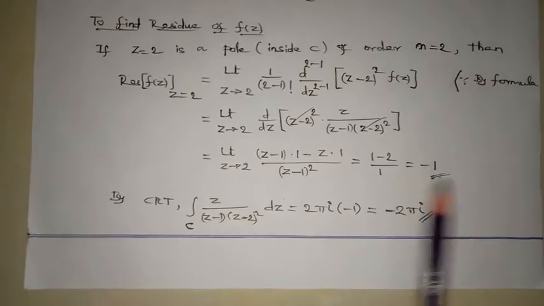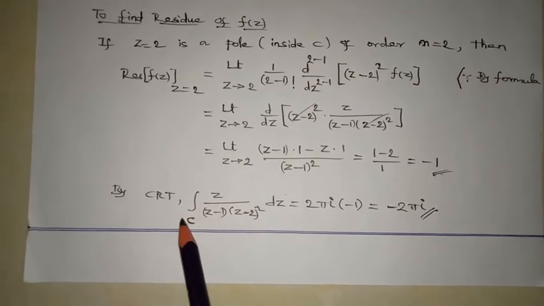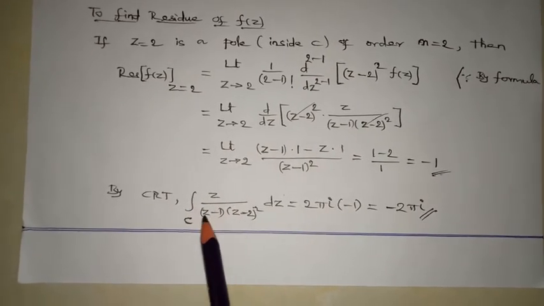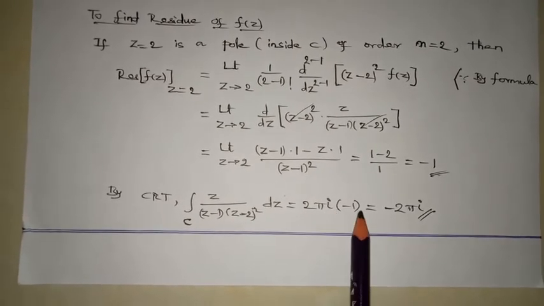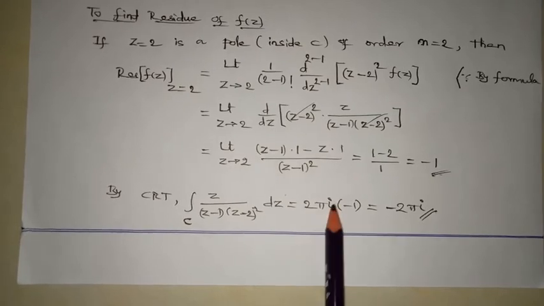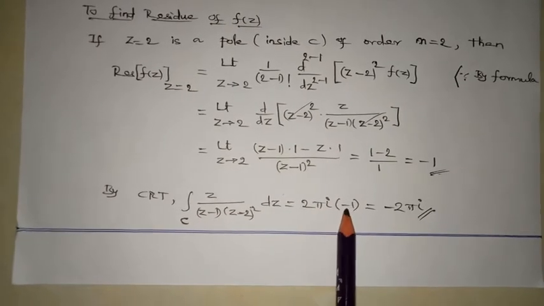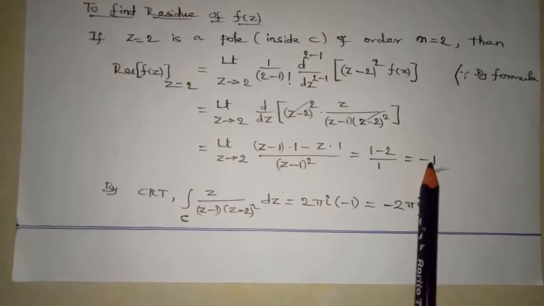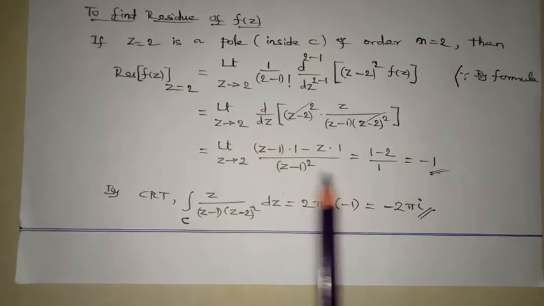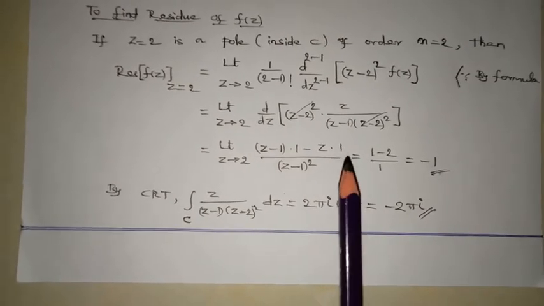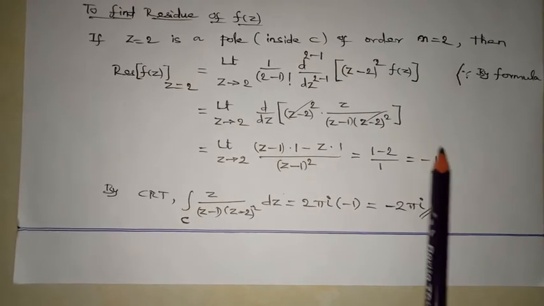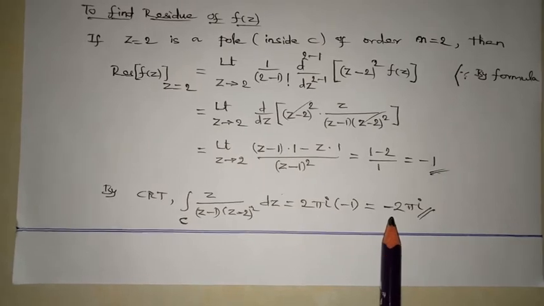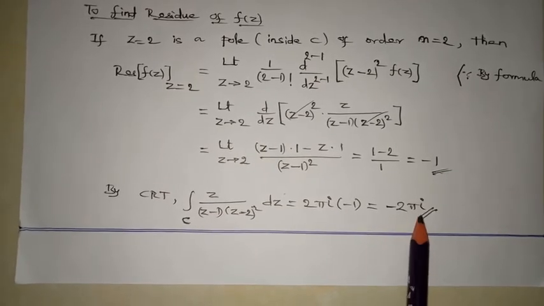Now the last step, by Cauchy residue theorem, integral over C of z divided by z minus 1 into z minus 2 whole square dz is equal to 2 pi i into minus 1. This 2 pi i is from the formula, and minus 1 is the sum of the residues. Only one residue we got, with value minus 1. Only one pole is inside C, the other is outside. That's why we found the residue for the corresponding inside pole. The final answer is minus 2 pi i.